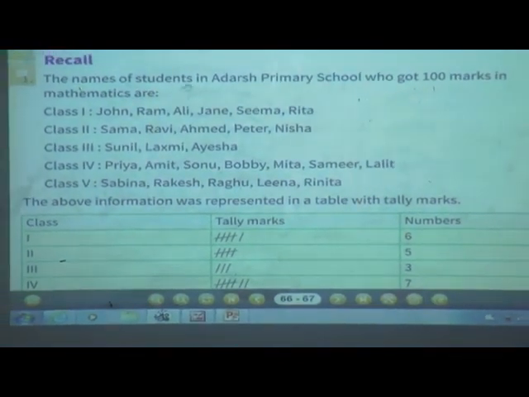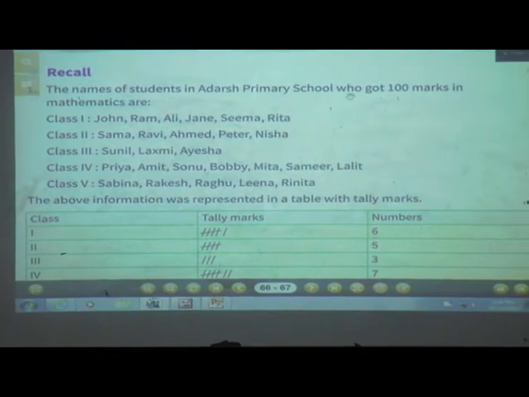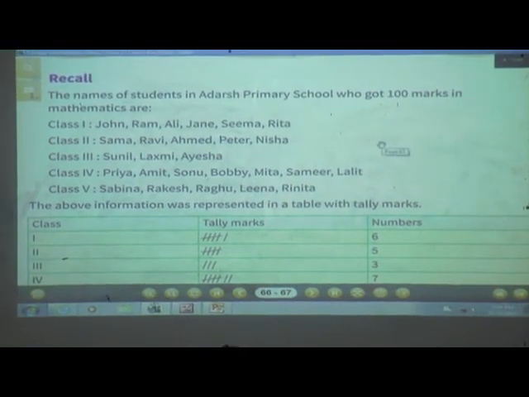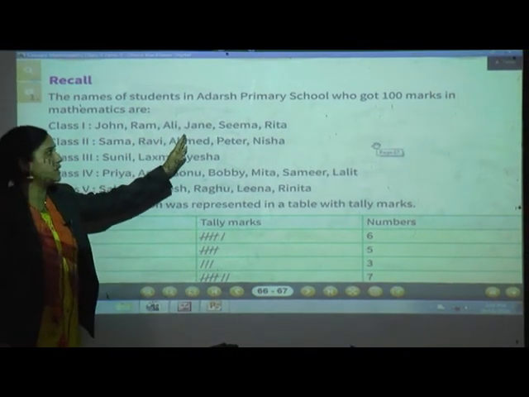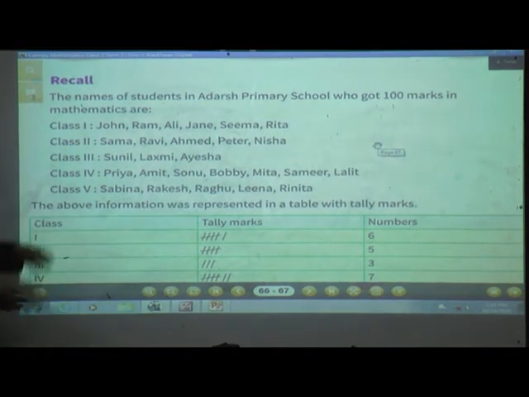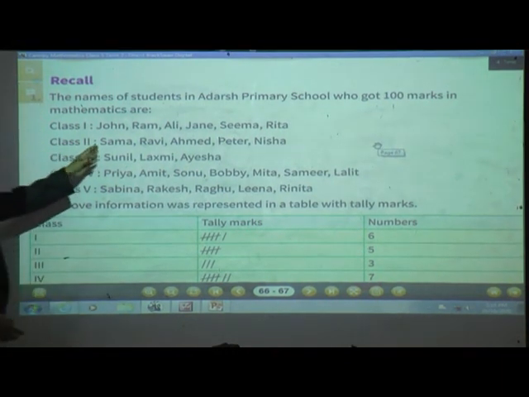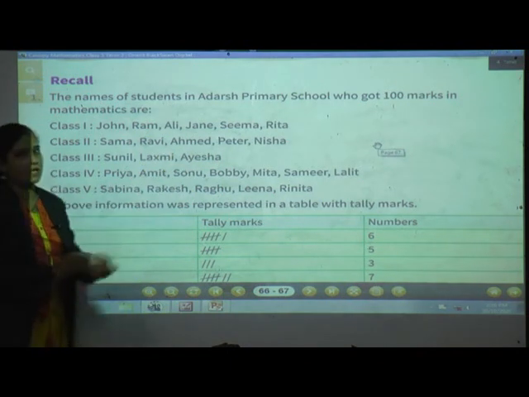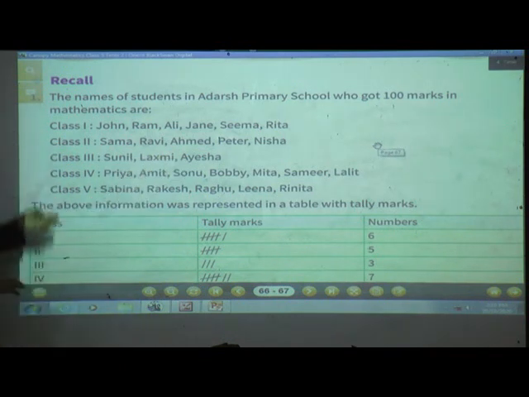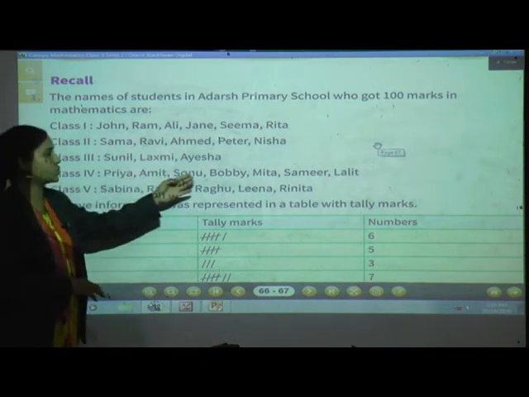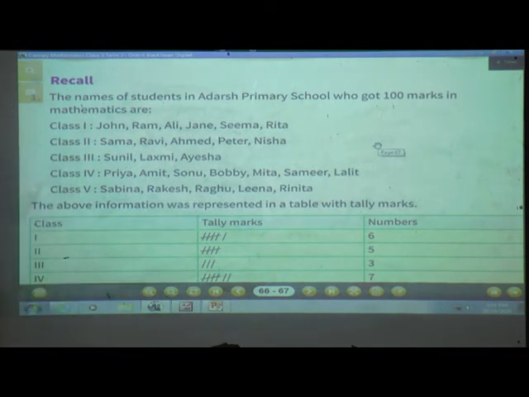Here, the names of students in Adarsh Primary School who got 100 marks in mathematics are given. Class 1: John, Ram, Ali, Jenny, Seema and Rita. In class 2: Sama, Ravi, Ahmad, Peter and Nisha. In class 3: Sunil, Lakshmi, Aisha. In class 4: Priya, Amit, Sonu, Bobby, Meeta, Samir and Lalit. And in class 5: Sabina, Rakesh, Raghu, Neena and Nilita. Students, they got 100 marks in mathematics.